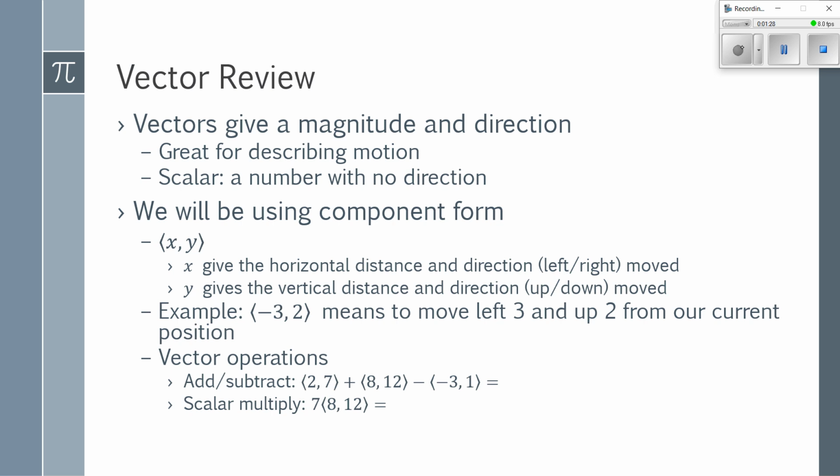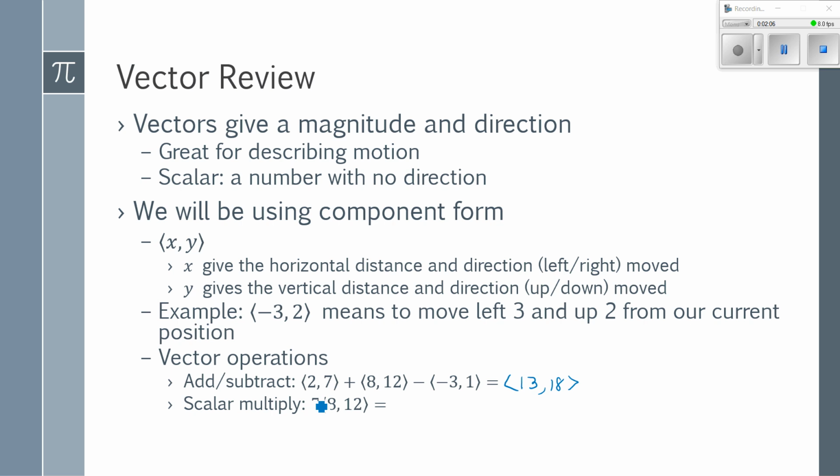And this is one of the reasons we use component form, is the operations are much easier in component form. I can add and subtract vectors in component form by just adding and subtracting their components. So if I have the vector 2, 7 plus the vector 8, 12 minus the vector -3, 1, I would just go ahead and combine all of the x-coordinates together. So 2 plus 8 minus a -3 would be 13. And then 7 plus 12 minus 1 is 18. And that is our vector that we get after all the adding and subtracting.